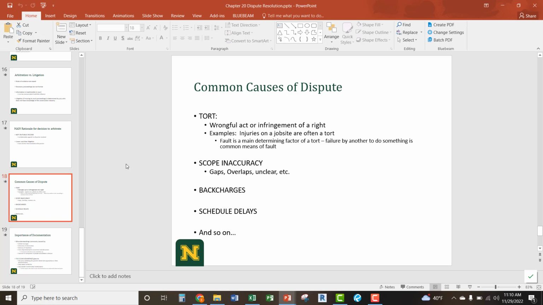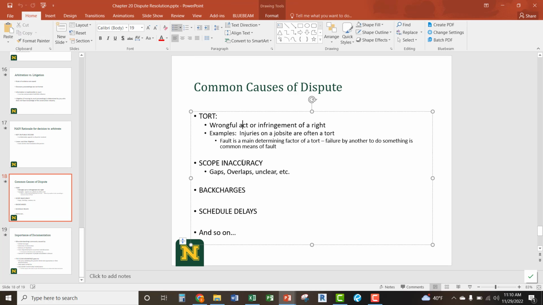So this is very common, going back to some of the other things: torts, wrongful acts, a lot of damage, injuries on a job site, something like that. Scope inaccuracies are one of the bigger things, along with back charges and delays. So these are the things that we really have a lot of control on.